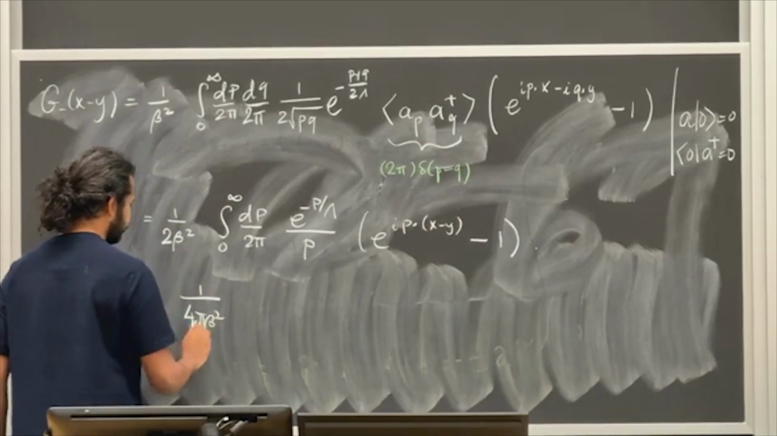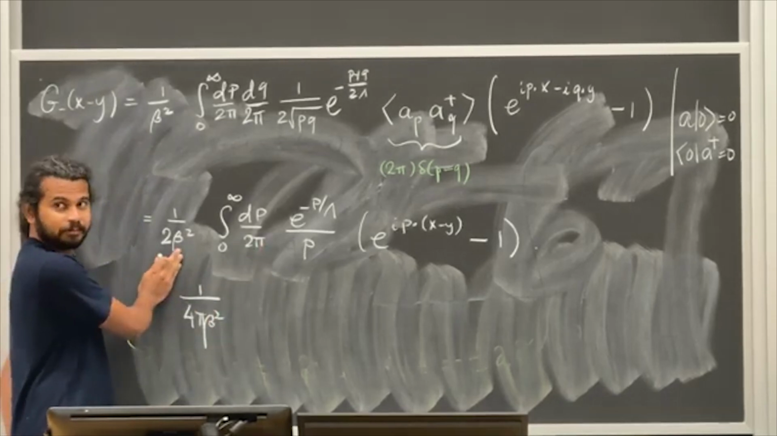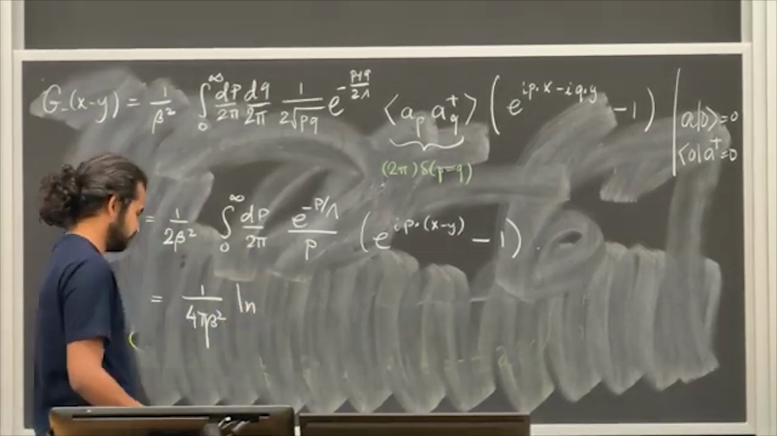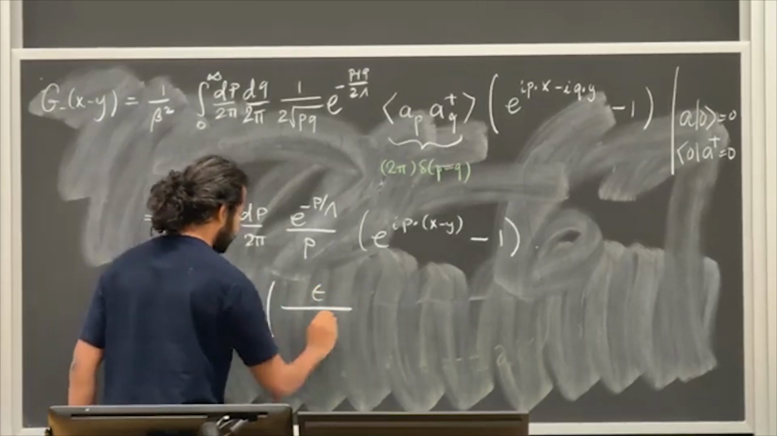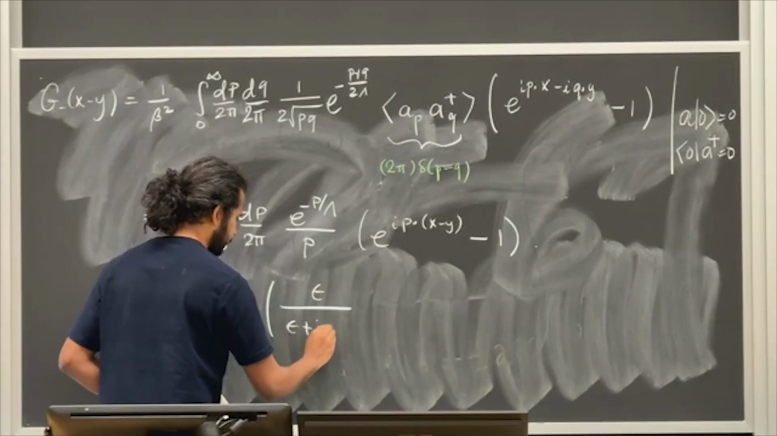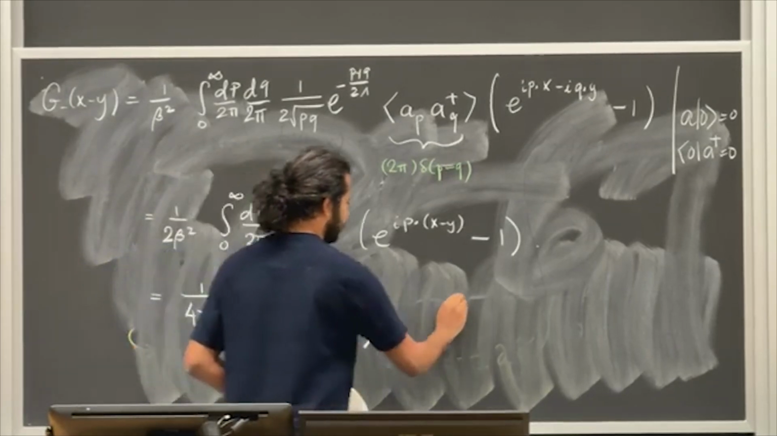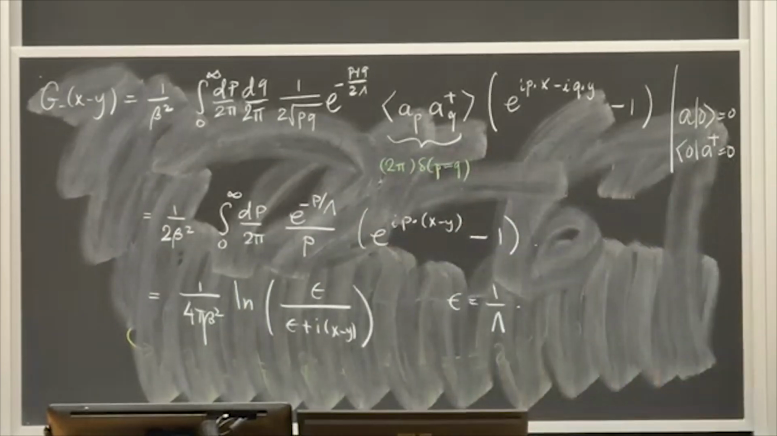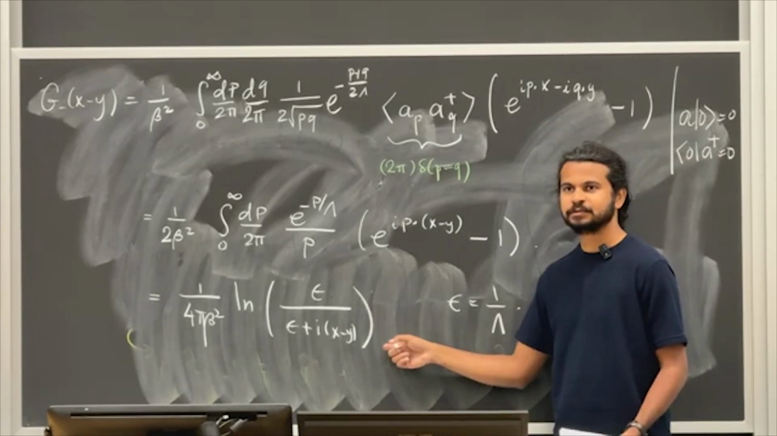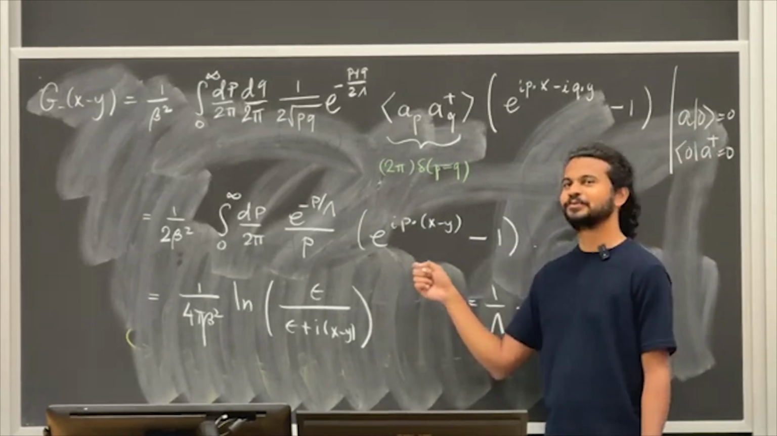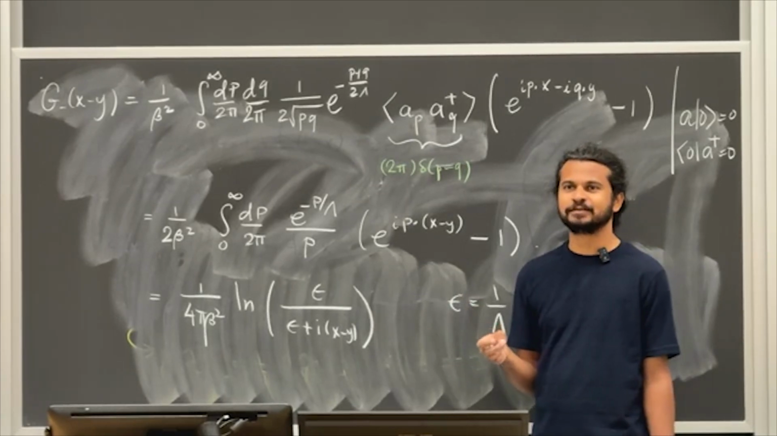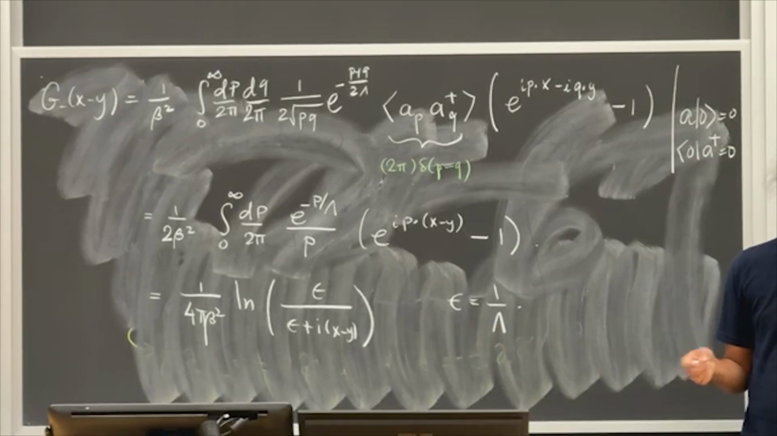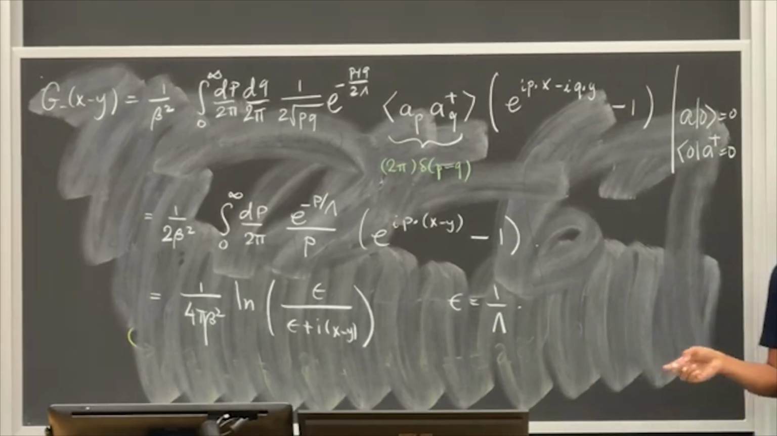So the answer is 4 pi beta squared. You can clearly see where the 4 pi is coming from: 2 pi and 2 beta squared becomes 4 beta squared. And then log of epsilon by epsilon plus i(x minus y), where epsilon is 1 by lambda. So this is the answer. Do you want me to show that this is the answer? No, not yet there. There are more steps to be taken.